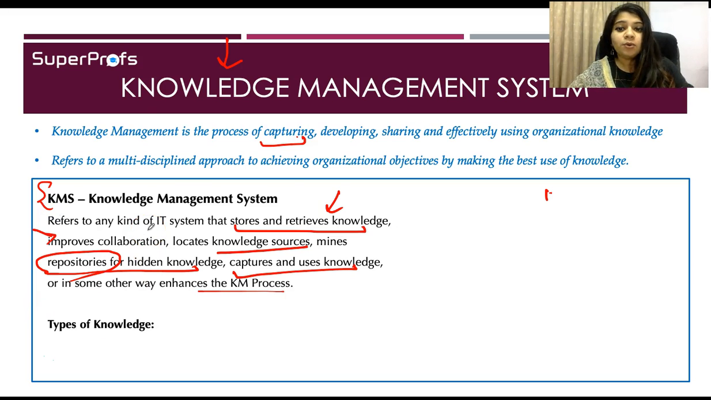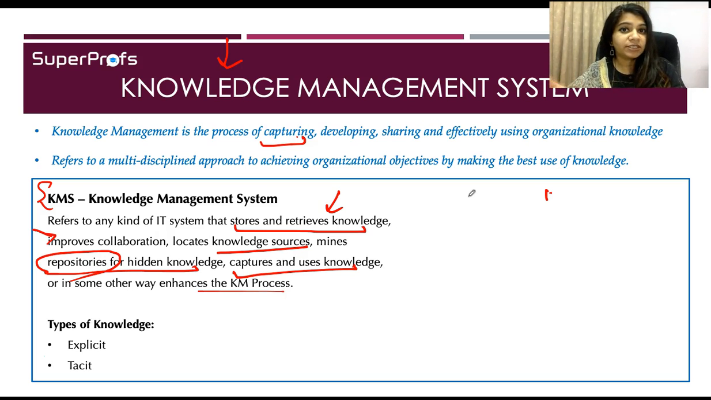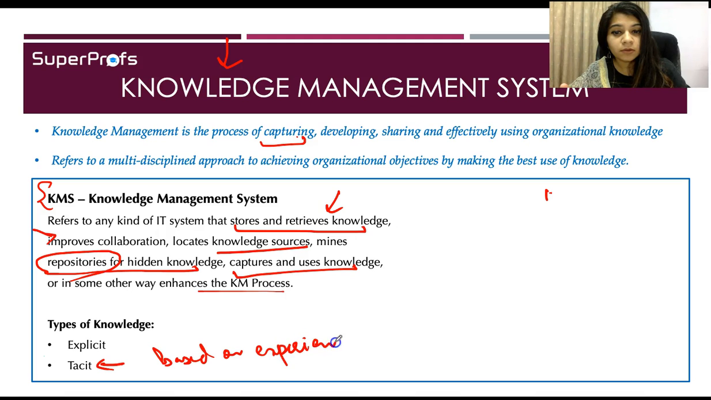Now, there are two kinds of knowledge which the knowledge management system would utilize. These are whether you already know something: explicit knowledge, which is obvious because you read it somewhere or someone told you. And the other one is implicit or tacit knowledge. Tacit knowledge is something which is gained based on your experiences. It can be experiences or it can be the application of explicit knowledge.